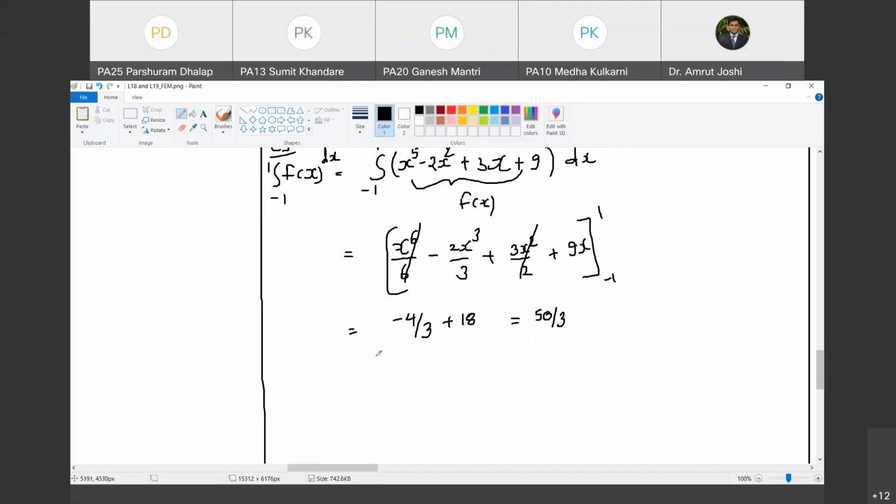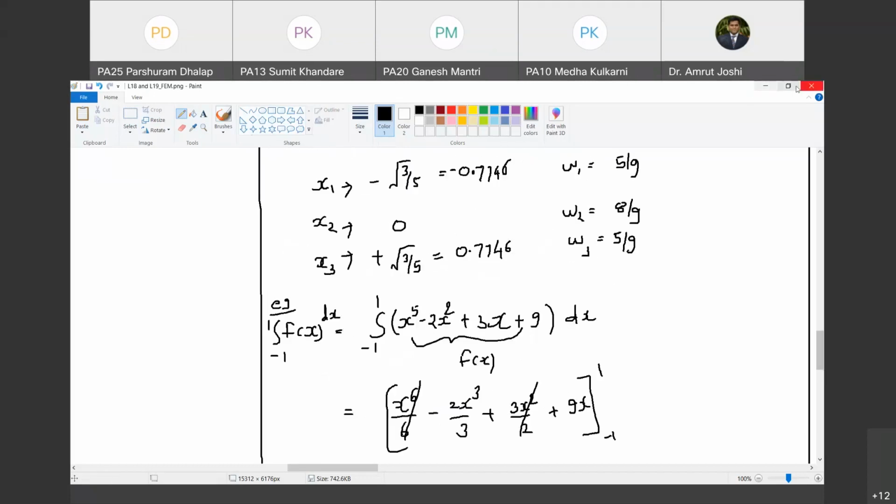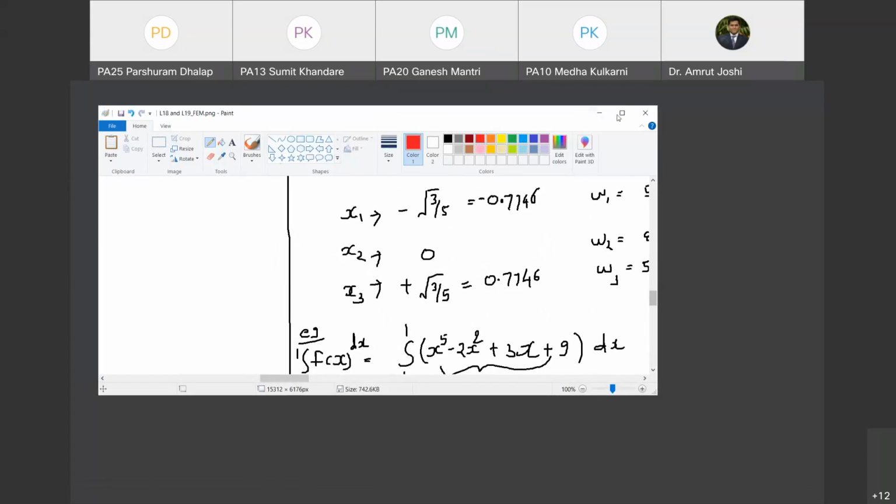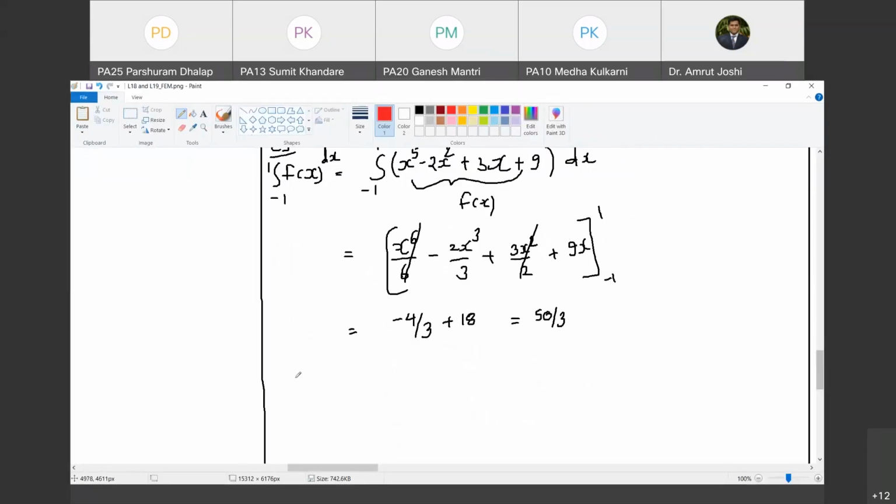Yes, sir. Now let us do it from Gauss quadrature. How many points Gauss quadrature? 3 point Gauss quadrature. Happy? Yes, sir. 3 point Gauss quadrature. So if I do that, what is integration from minus 1 to 1 of f of x dx?